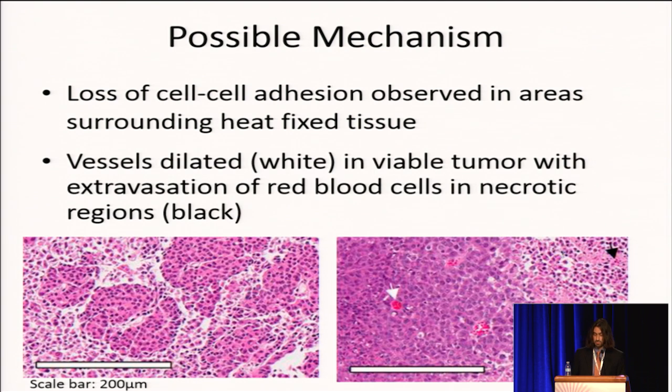Another contributing mechanism may be the dilation of the vasculature in the immediate surrounding viable tumor tissue. So you can see with this white arrow here, that's a dilated blood vessel within the viable tumor. And on this side is the non-viable tumor. But you can see with the black arrow that there has been some extravasation of the red blood cells. So another possible mechanism for the small molecules getting out of the vasculature and into the area around the heat-fixed region and ultimately within the heat-fixed region itself as that loses its cell-cell adhesion.